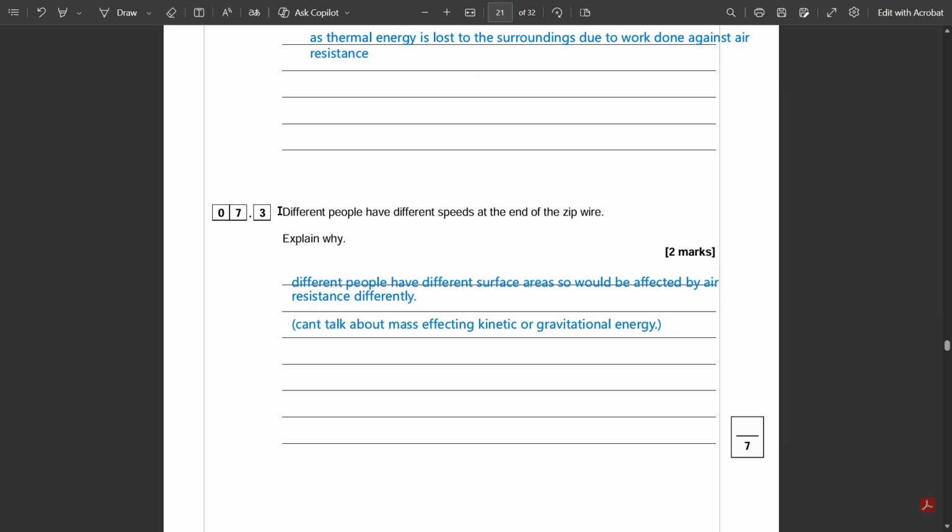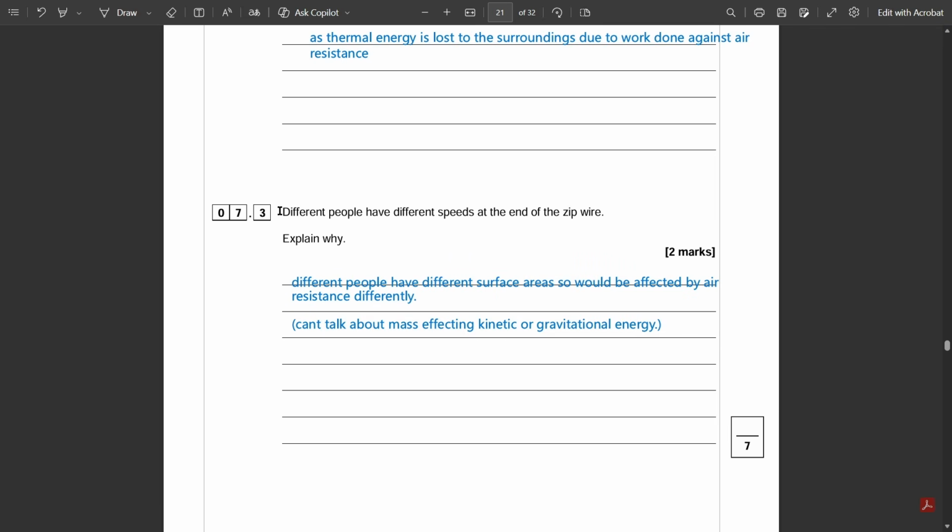And you can't talk about the mass affecting kinetic or gravitational energy. That is because kinetic energy equals 1 over 2 mv squared, and gravitational potential energy equals mgh. So if you're converting gravitational potential energy to kinetic energy, the masses cancel out.